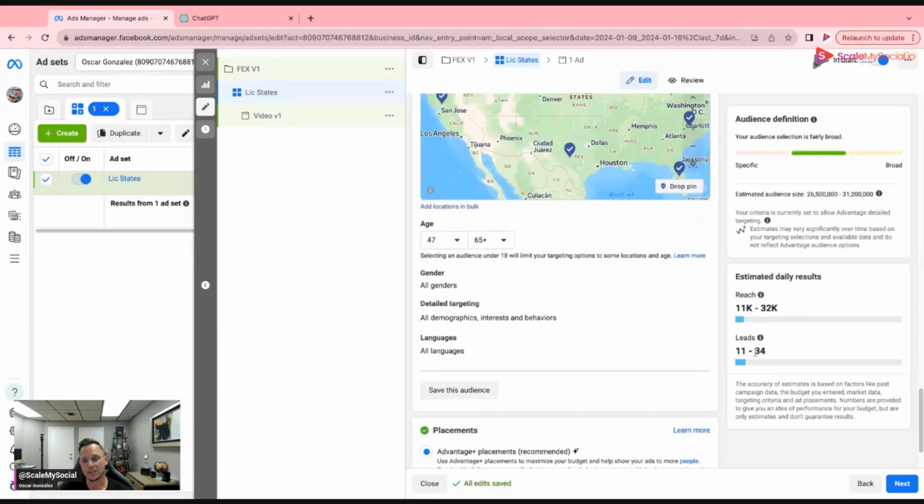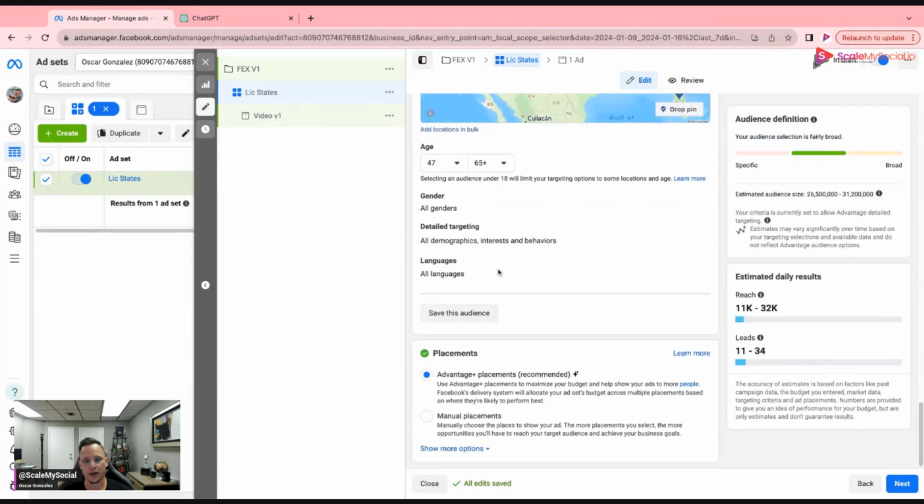Now, it also says it's going to get you 11 to 34 leads. This is off, guys. Never trust this. Don't worry about this here. These are all estimates based on prior data. But now we're done. We got our audience. We got this part. We are set to go. Now we're going to go into next.